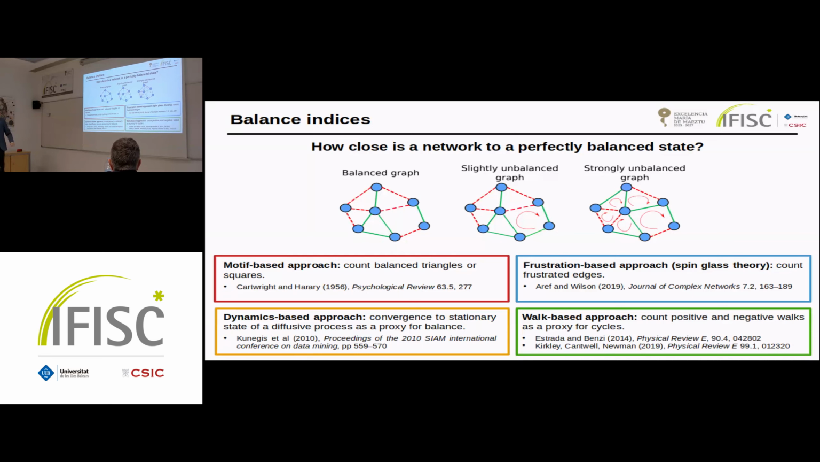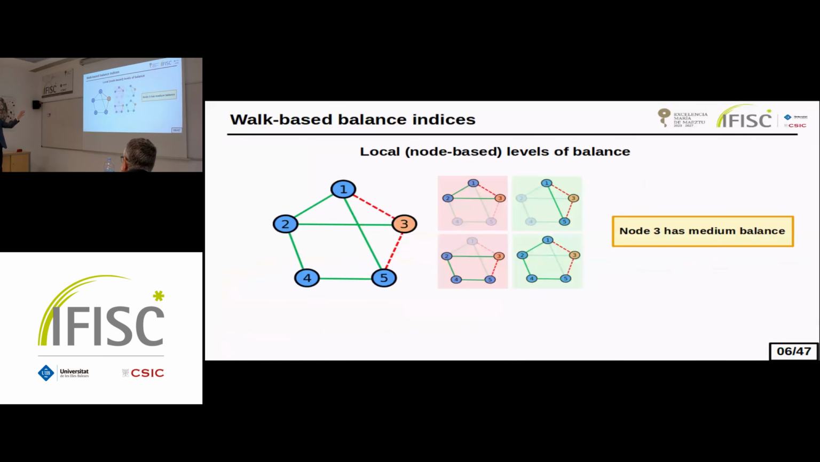What these four approaches have in common is that all of them evaluate the balance of the network as a whole. But it is equally important to know how much a given node is contributing to unbalancing the network. That is, we also need to know how to measure balance at the local level. As an example, imagine we want to know how much this node contributes to unbalancing this network. Well, we could compute the cycles in which it participates, and we would see that there are two negative ones and two positive ones. So we would say it has medium balance.